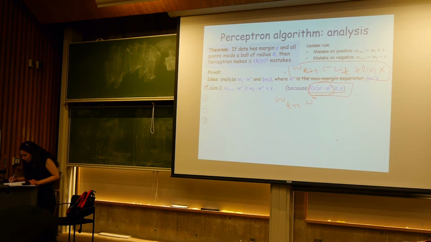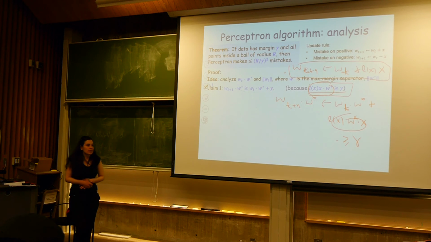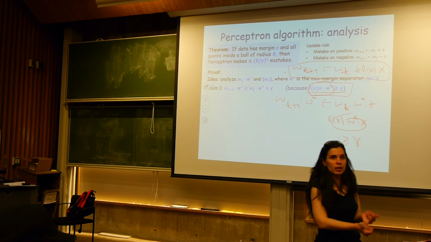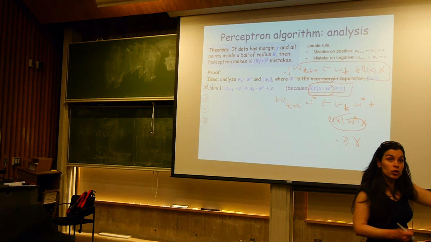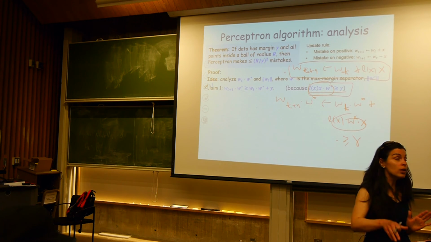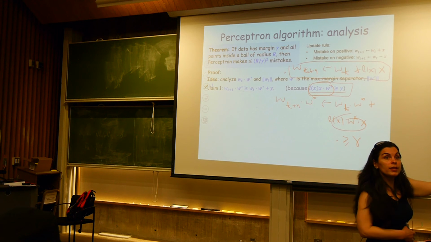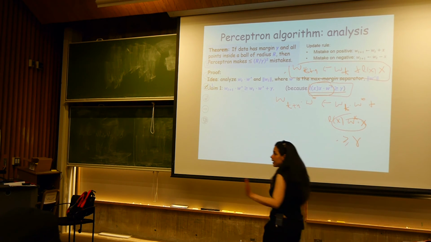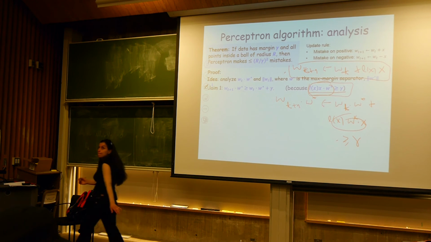Now given this fact, the dot product between W t plus 1 and W star will be the dot product between W t and W star plus L of X times W star dot X, but we know that this is at least gamma. So this immediately proves claim number 1. I'm using the definition of the geometric margin of an example X with respect to a separator given by a unit length normal vector, the update rule, and the fact that my separator W star has a large margin. Just from these 3 facts, I immediately get claim number 1.